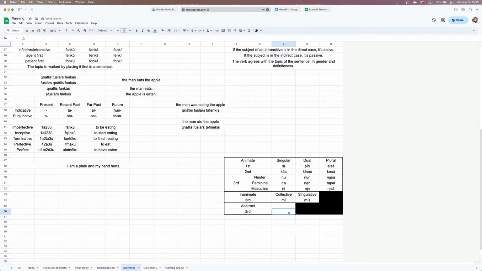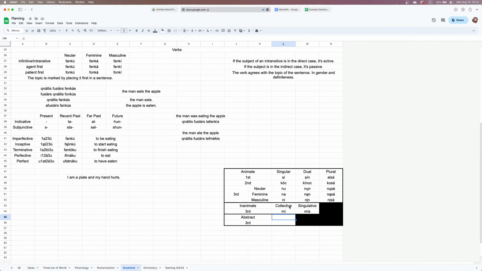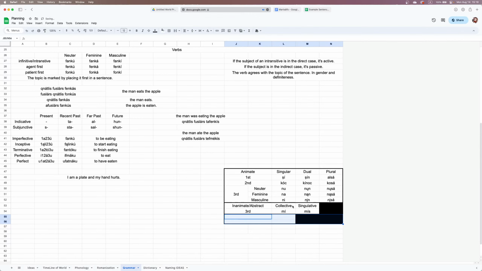I realize these are highly formulaic, but they will probably change as time goes on. I'm just getting the base form out right now. And then the abstract. Yeah, we can combine the inanimate and abstract. Yeah, that seems good.